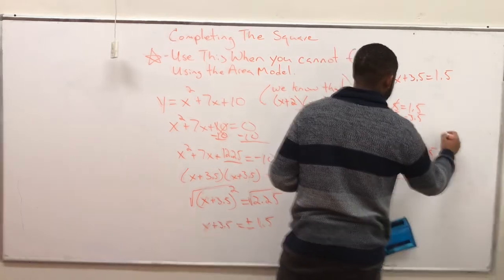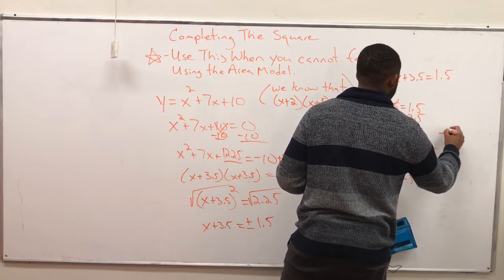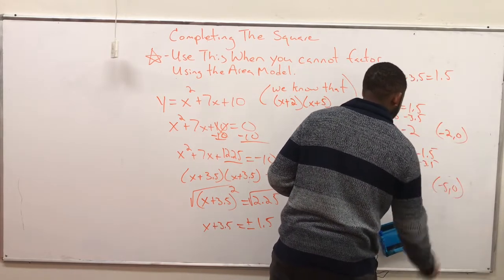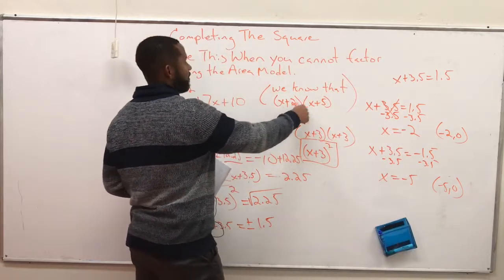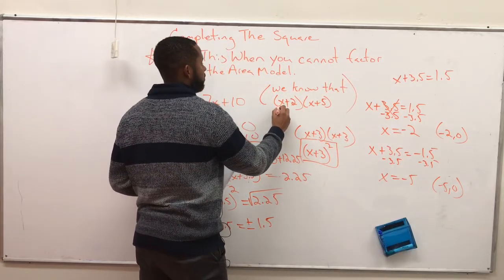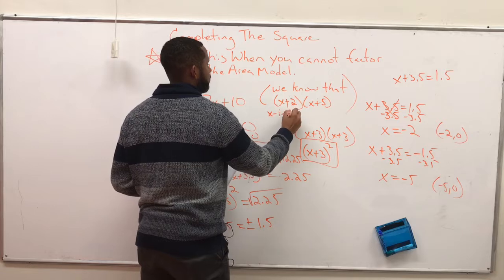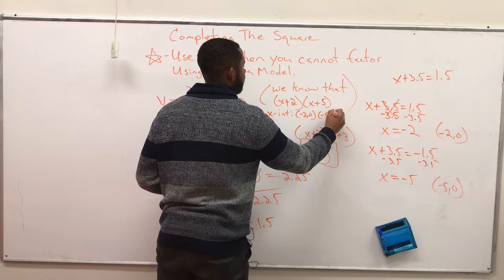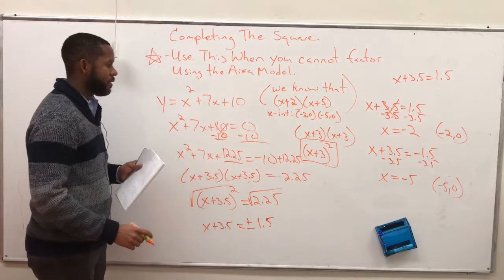So my x-intercepts here would be negative 2, 0, and negative 5, 0. My x-intercepts, if I found them from the factored form, would have been negative 2, 0, and negative 5, 0. So we did the same thing.